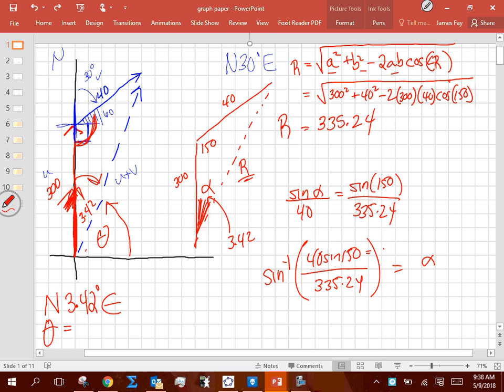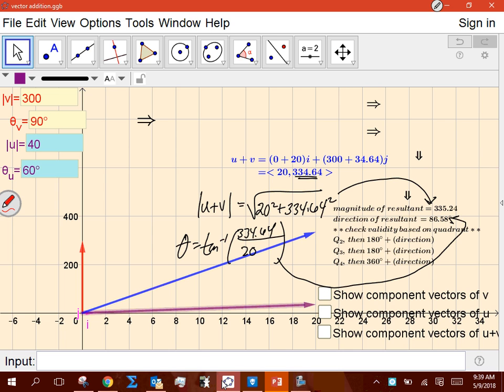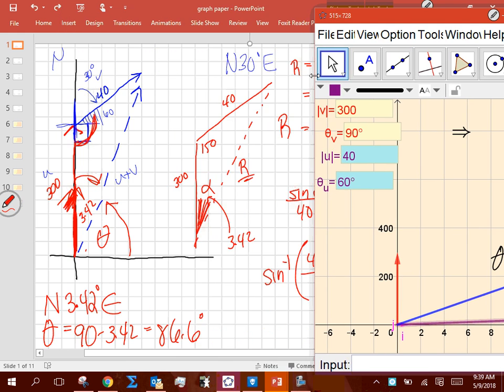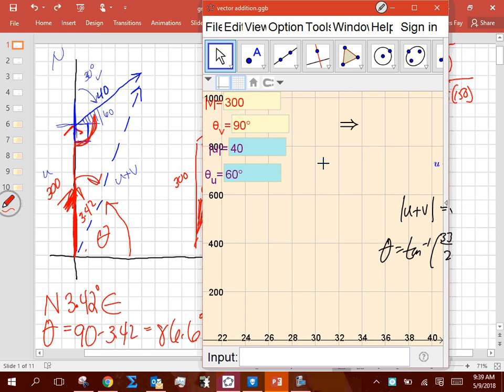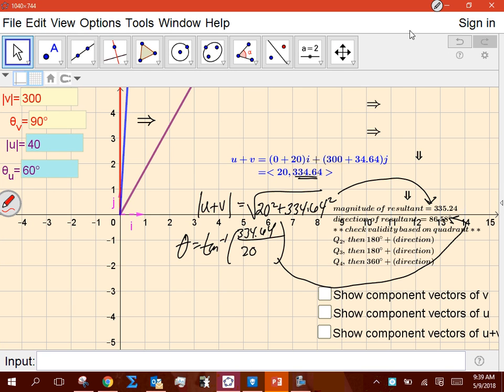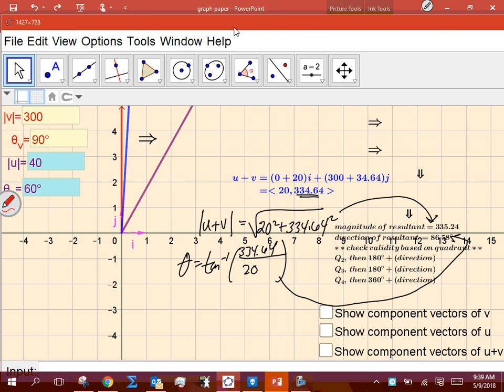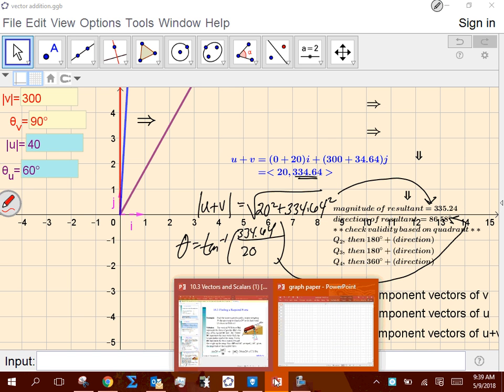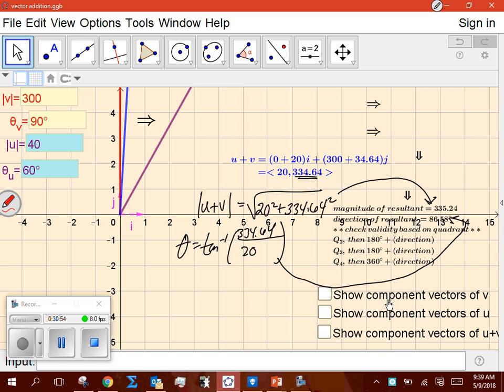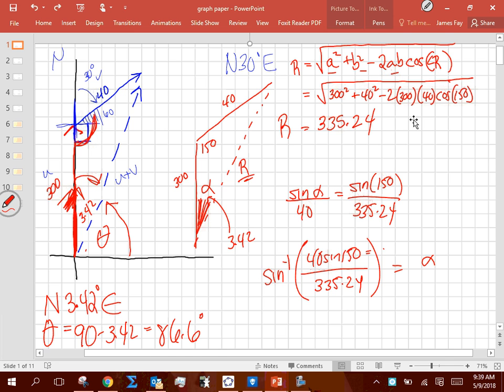Okay, how can I find what this angle theta is? Yeah. And that ends up being 90 minus 3.42, 86.6. Which was exactly the same. If we start to draw some comparisons here, we do all that work. Bear with me real quick. Well, I can't show both at the same time, I guess. So if I would have taken 334.64 divided by 20 and then taken tangent inverse, it gets me that 86.6 a lot quicker than the process we had to do to find the 86.6 here, right?